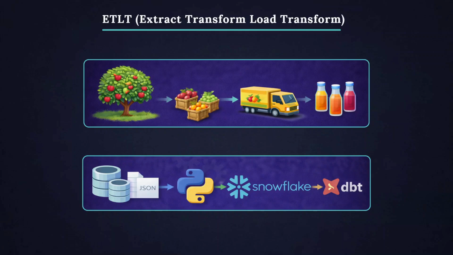Inside the data warehouse, a second round of transformation happens using tools like dbt to model the data for analytics or reporting purposes. So ETLT is very common in real-world production systems because it gives teams flexibility, allowing early cleanup wherever needed and then deeper transformations later inside the data warehouse based on the requirements. Now let's compare these three terms side by side and see the differences between them.